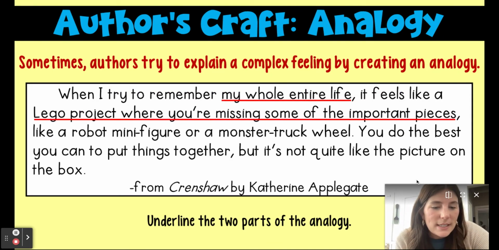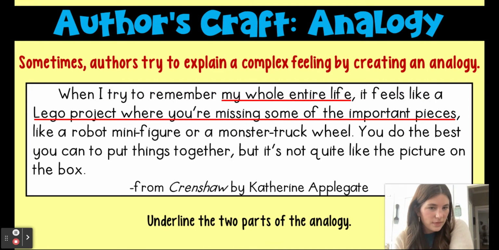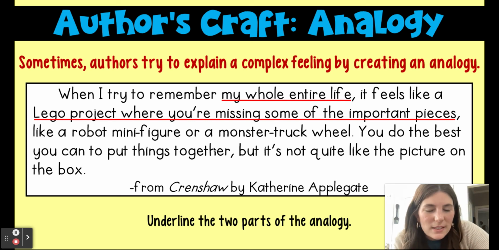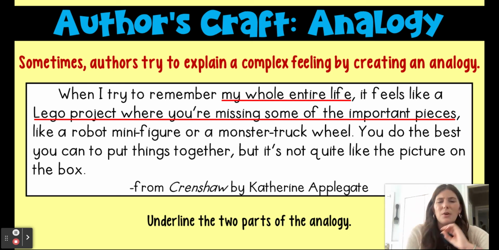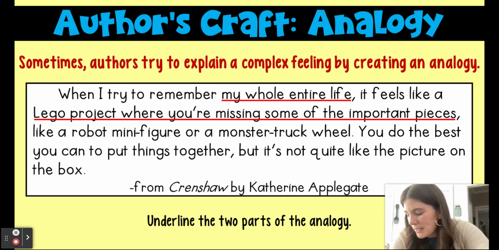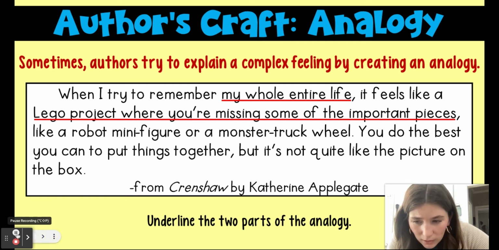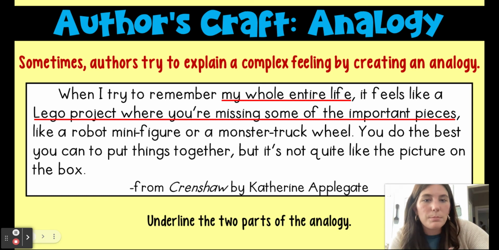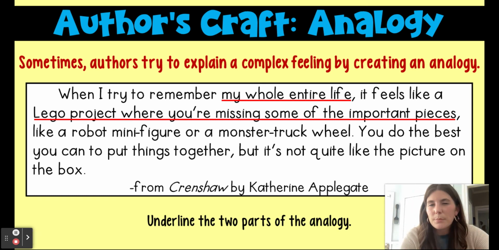So, when we see this analogy, he's comparing this one thing to the next, creating this feeling of, oh my goodness, I feel like my life is like this Lego project and I'm missing this big piece, and some of these important things in my life are missing. So he's using this great example of a Lego project to compare his life. He's using this to explain something further. Awesome stuff.